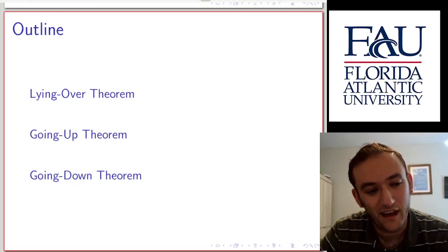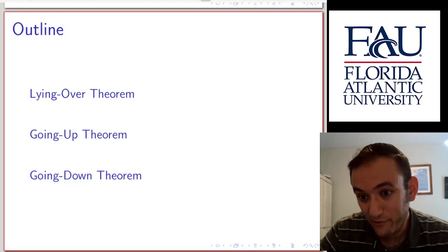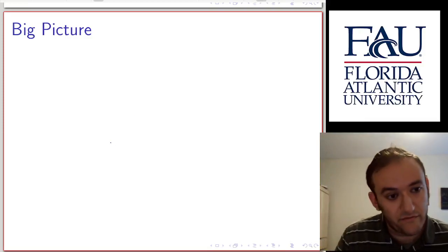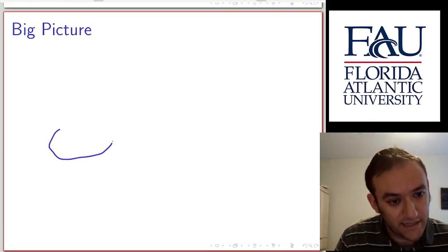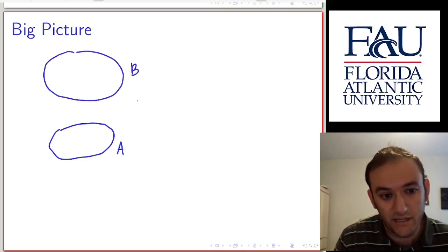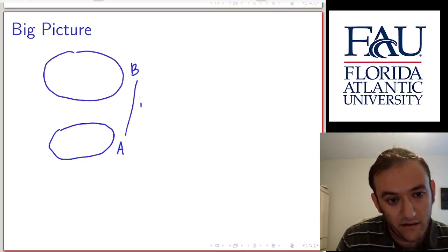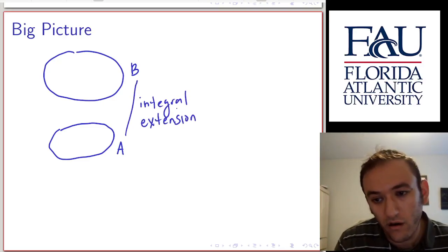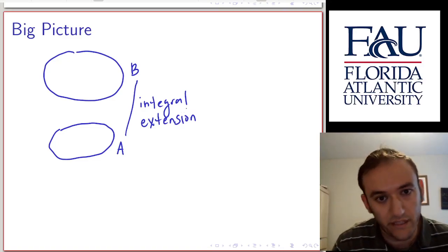Okay, and here's a brief outline. We're going to see the lying over theorem, followed by the going up theorem and the going down theorem. In the big picture, we have an extension of rings, an integral extension. So we have A down here, and B up here, the larger ring, which is an integral extension of A. And we want to know, how are the prime ideals of A and B related?